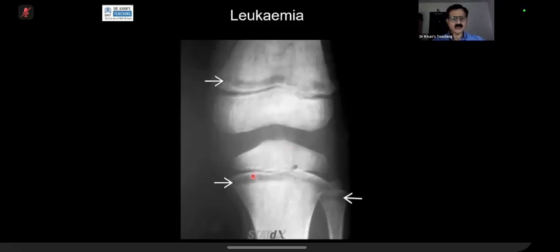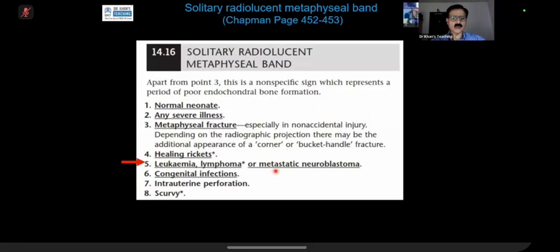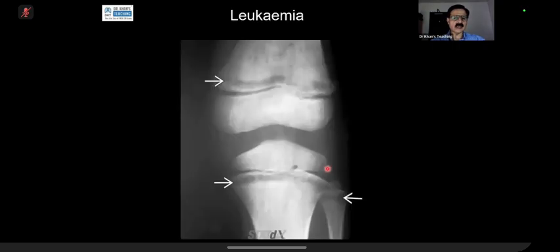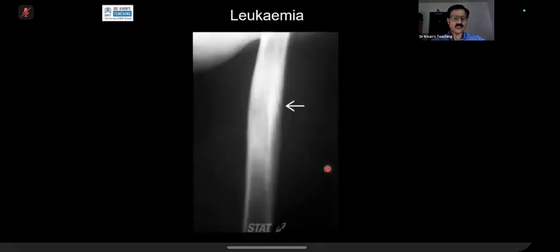Look here, there is metaphyseal band, metaphyseal band. Once you pick up this finding, then in the viva the question will be, what else can it be? Usually in this age group, leukemia versus metastasis from neuroblastoma is very difficult. Both of them have a lot of overlap, leukemia and metastatic neuroblastoma in peds. Even in the skull, they have findings which are quite similar.